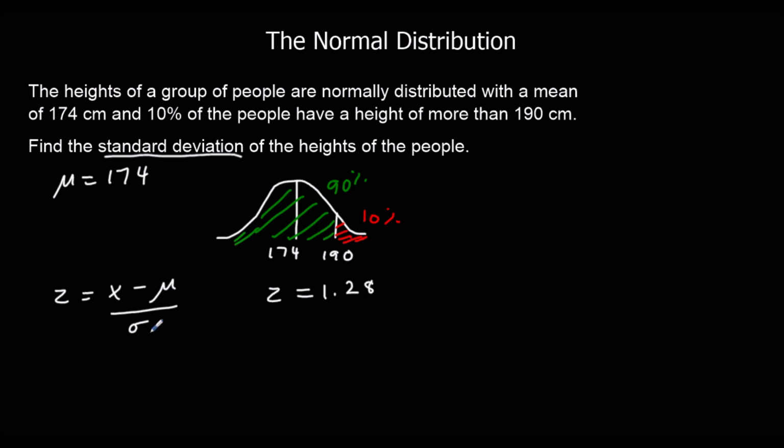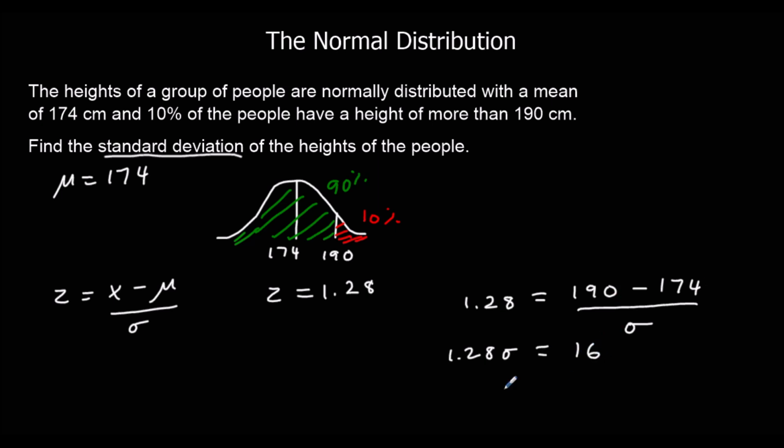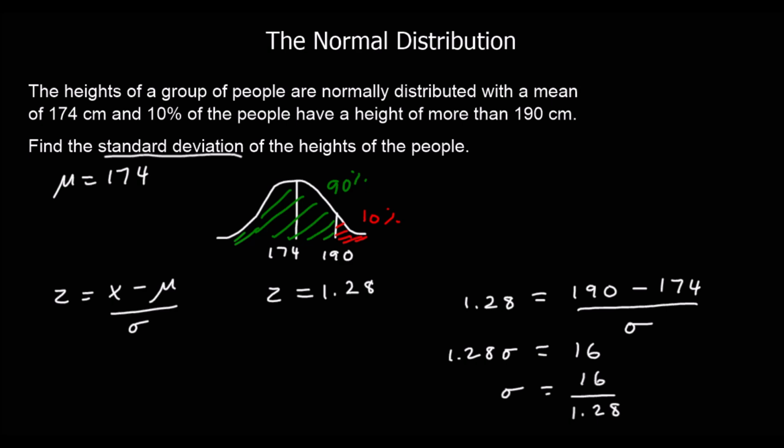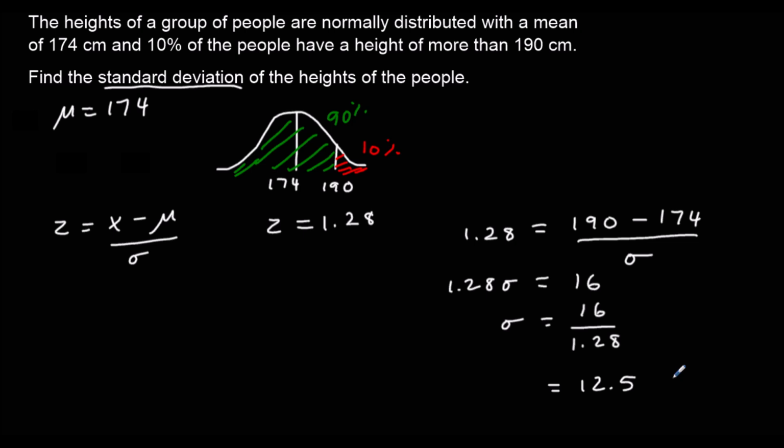So we're going to put what we know into the formula and find the standard deviation. So we've got 1.28 equals our value, which was 190, minus the mean, which is 174, over standard deviation. So if we times both sides by standard deviation, 1.28 times standard deviation equals 16, and divide both sides by 1.28, so we'll have 16 over our answer, and that'll be our standard deviation. So we'll get the calculator. Menu 1, we want 16 over answer, and that gives us 12.5 to 3 significant figures. So we can write that in, 12.5 to 3SF.